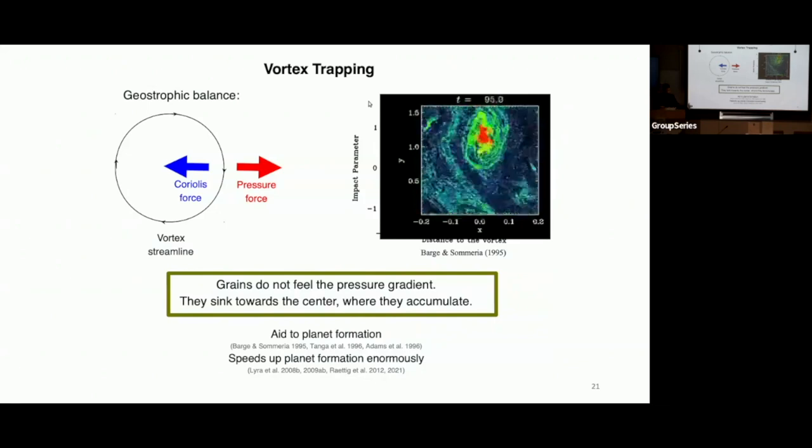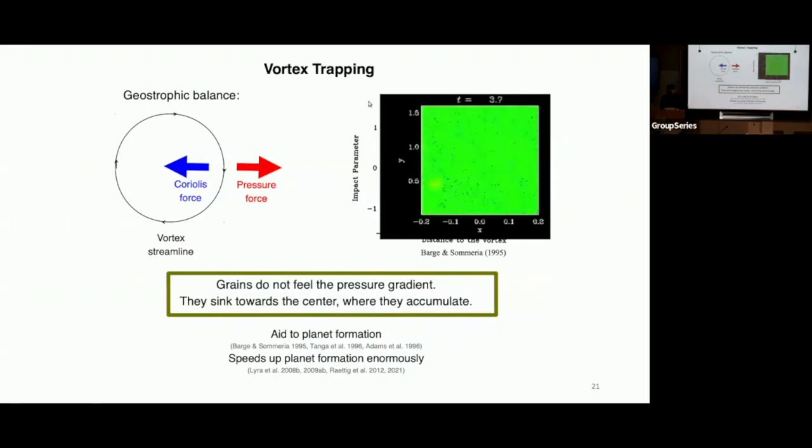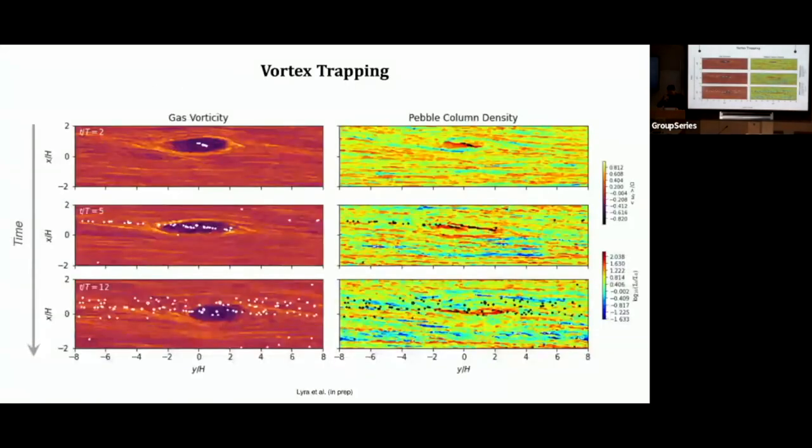The grains will not feel the pressure gradient, they sink towards the center, accumulate, and then you can form very high mass objects in there. So this is a paper that I am working on right now, following the gravitational collapse of the pebbles into planetesimals. So here you see 3 snapshots in time. This is after 2 orbits. So big T here is 1 orbit. After you add the pebbles in the calculation.